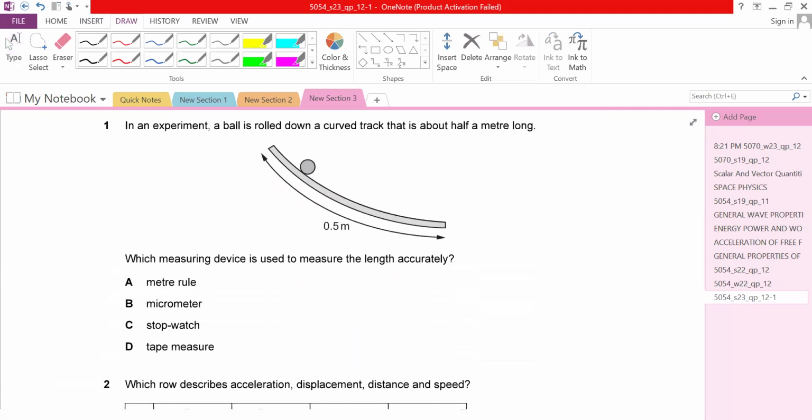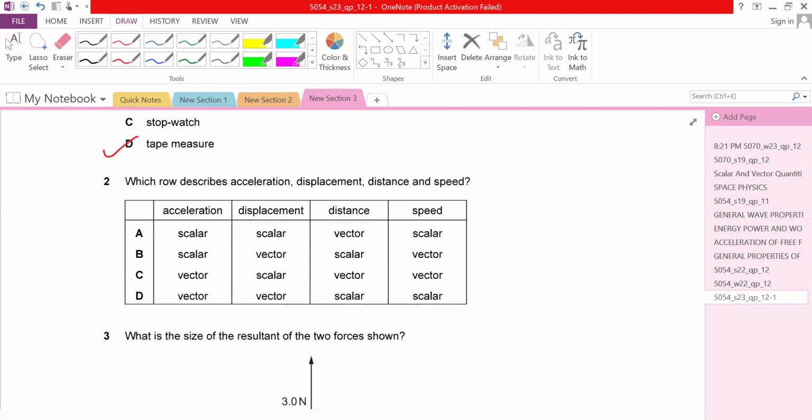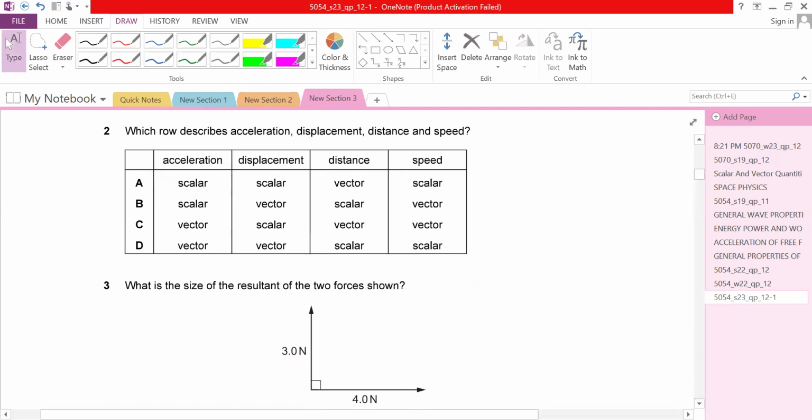Question number 1. In an experiment, a ball is rolled down a curved track that is about half a meter long. So the track is about half a meter long, means 0.5 meter. Which measuring device is used to measure the length accurately? So half a meter long track and it is curved. So to measure the length accurately, you will use a tape measure. Option D is correct for question number 1.